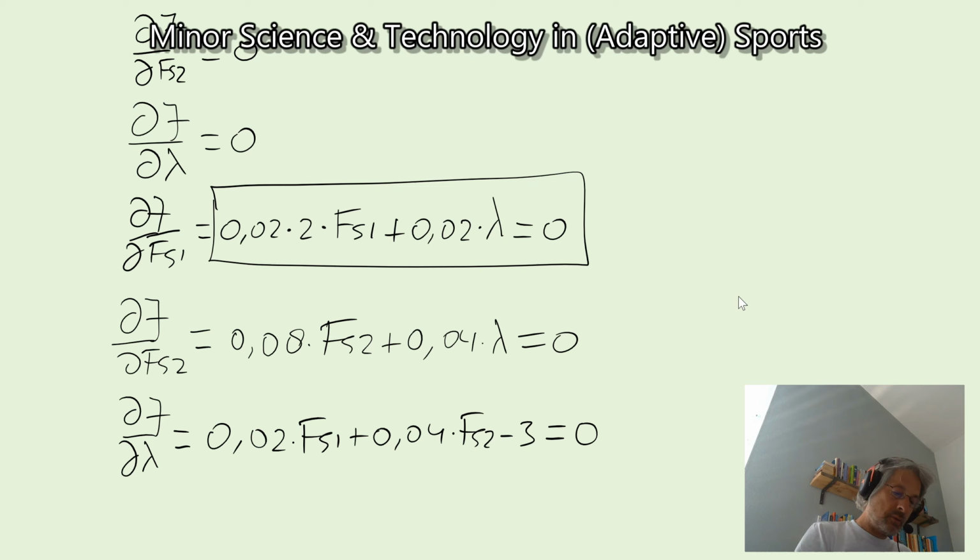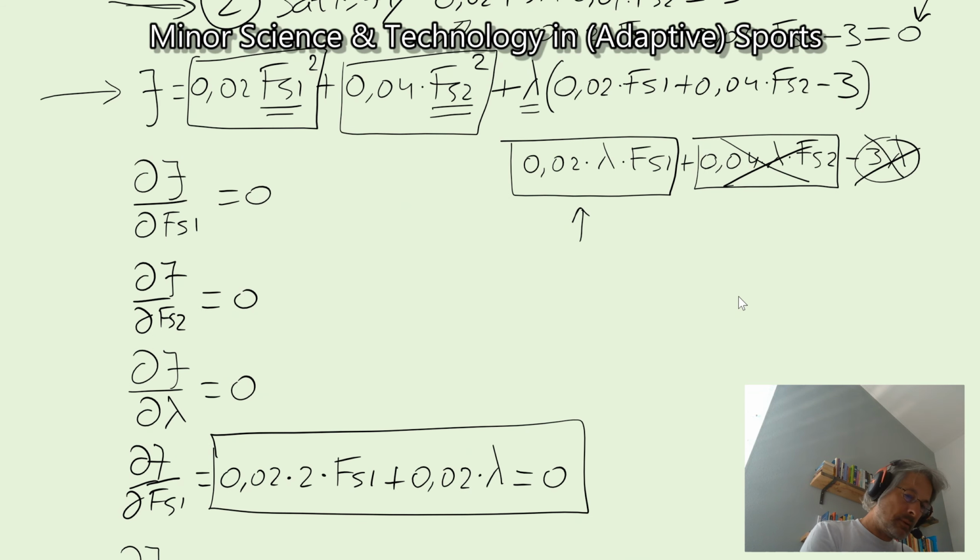So I think it would be nice if you try to derive this equation and this equation from this J function and then watch the video about exercise 10 so you can check whether you did it the right way.